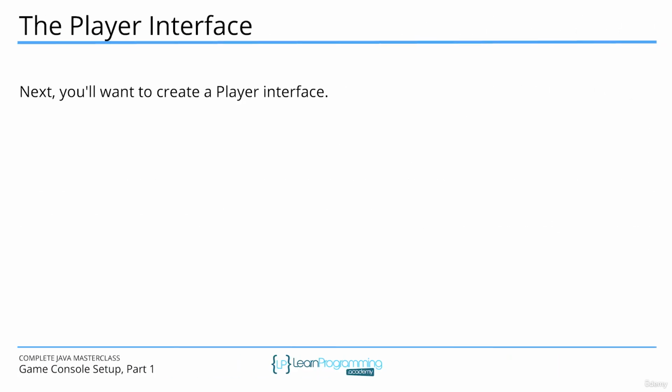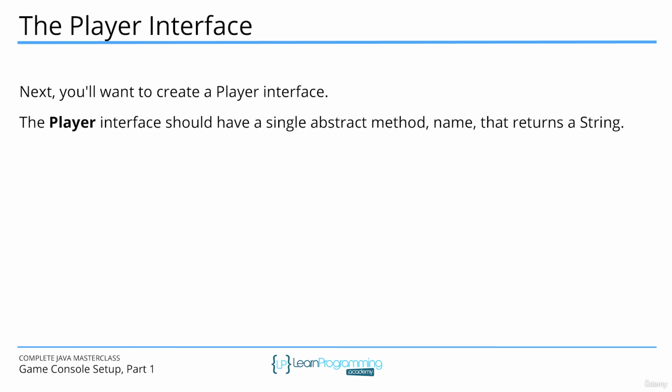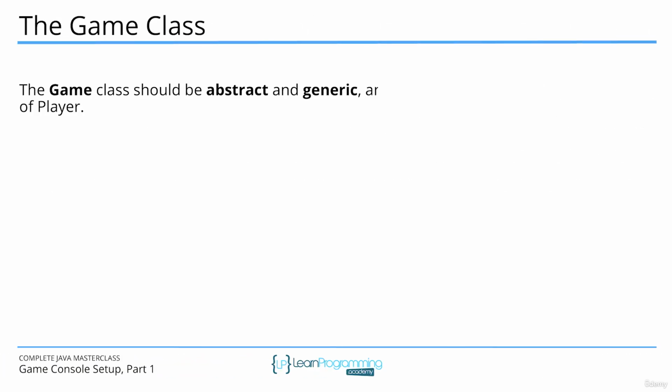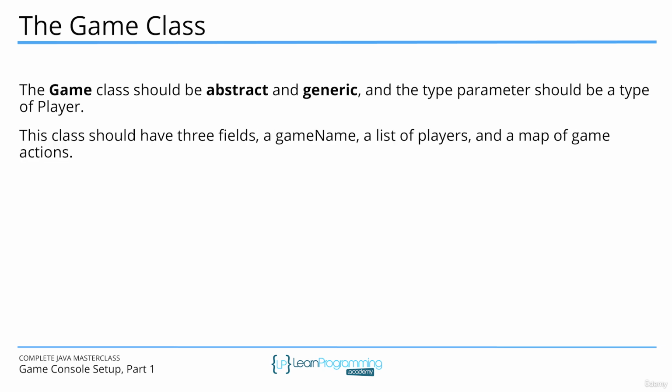Next, you'll want to create a player interface. The player interface should have a single abstract method, name, that returns a string. A game's player should implement this type, and you use this type as a type parameter for game. The game class should be abstract and generic, and the type parameter should be a type of player. This class should have three fields, a game name, a list of players, and a map of game actions.